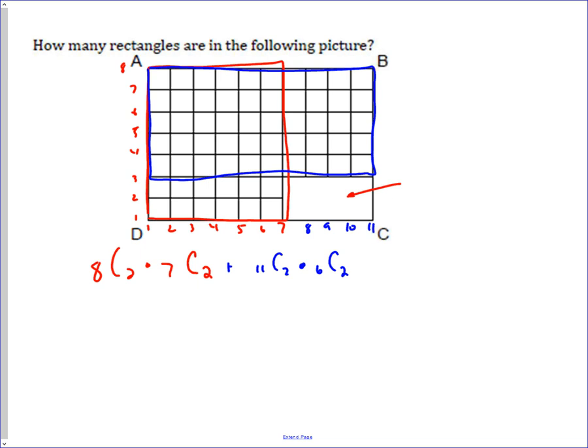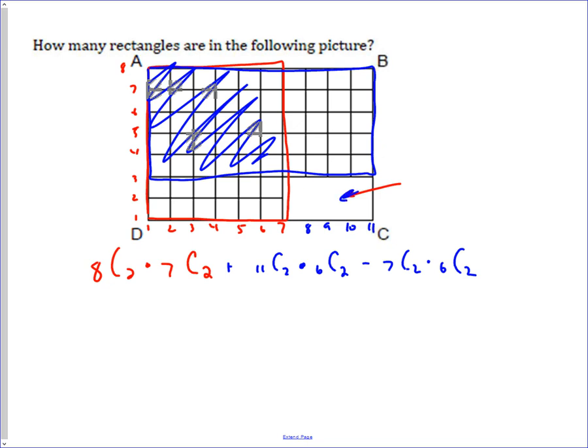But if we notice, we've counted all of these rectangles that would be in that area twice. So we have to account for the overcounting by subtracting. And so we've got 7 vertical, 7 choose 2, 6 horizontal, so 6 choose 2. And so now, using that formula there, we've accounted for all of the rectangles that don't include this.